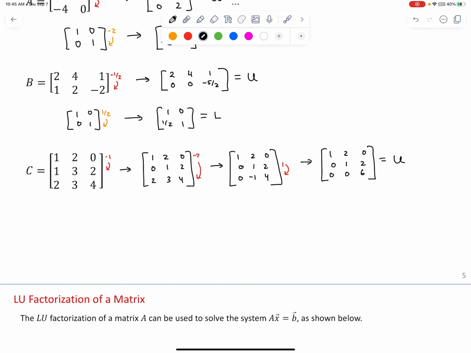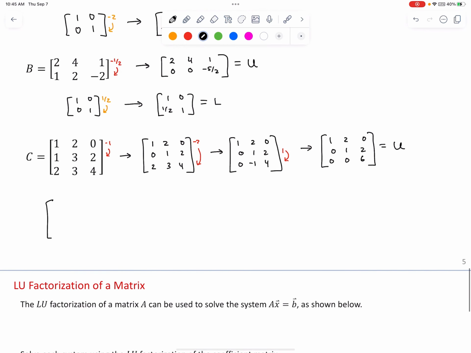Now to create the lower triangular matrix, I begin with the same size identity matrix, and I do the same row operations, but they're inverses and in reverse order.